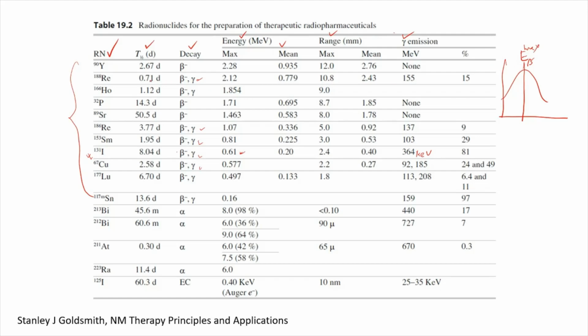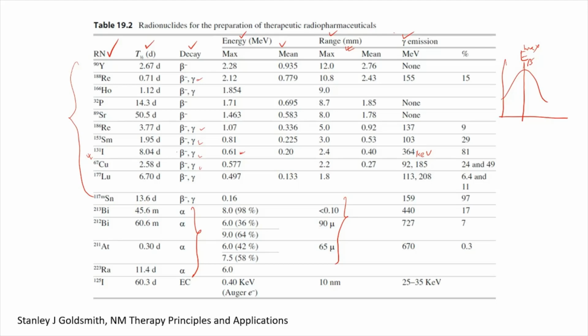So these are the radionuclides, their T half and the decay process over here. One thing that you can notice over here is the range of the beta particles. The range of the beta particles is in the millimeter range. So these beta particles have a higher range as compared to the alpha particles. If you look at the alpha-emitting radionuclides, their range is in microns. So beta particles have a higher range than alpha particles.